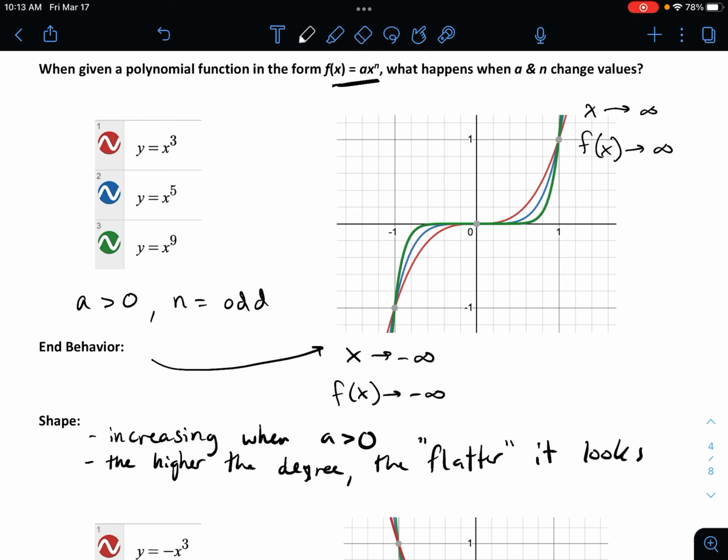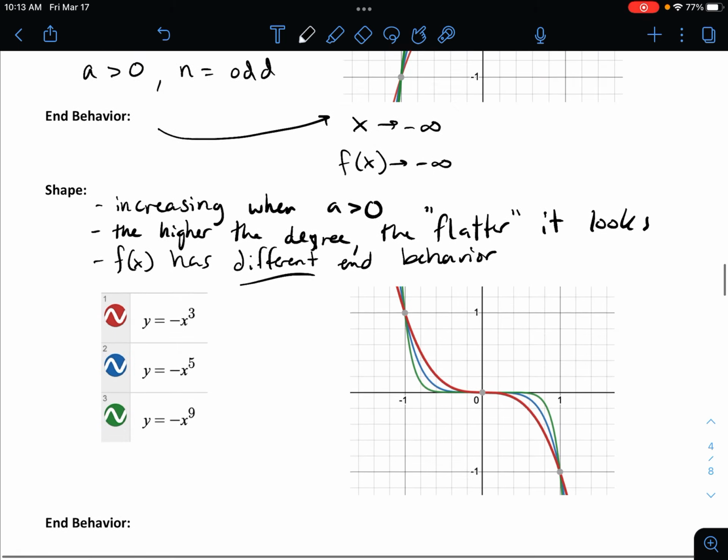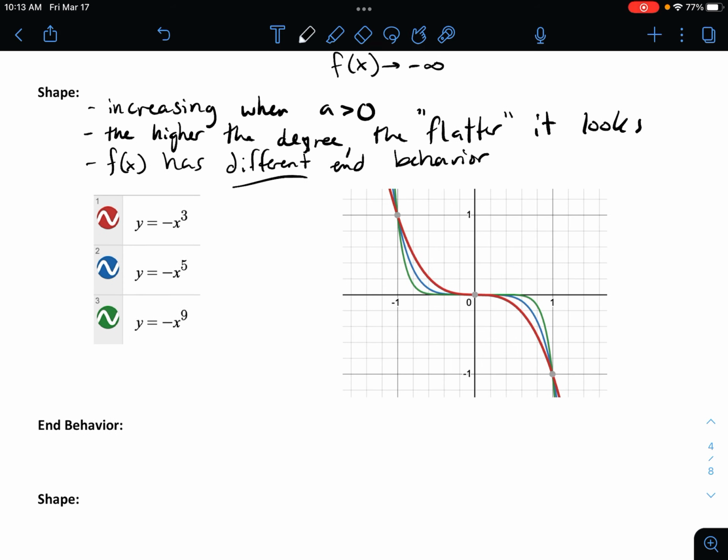And then we also notice the last thing is that f of x has different end behavior, right? Here it goes to negative infinity, but over here on the right, it goes to positive infinity. All right, and then down here, very similar situation. You could probably guess it would have looked like this.